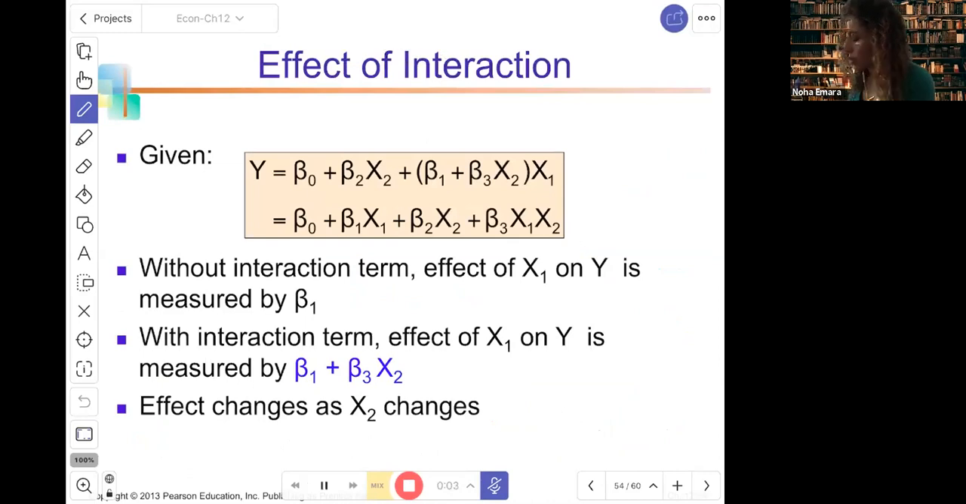Okay. So it's just repeating what I was saying: the interaction would make the effect of X1 on Y depend on X2. Whatever value X2 takes, use it in order to get the impact of X1.